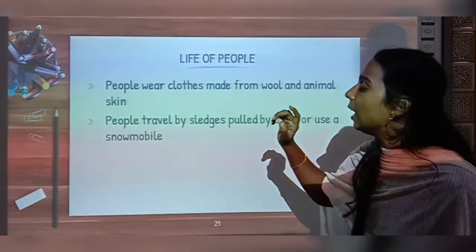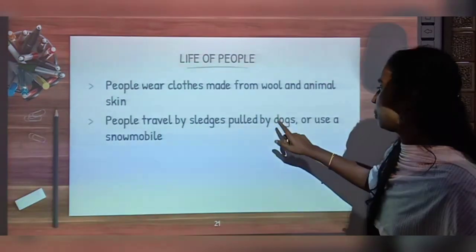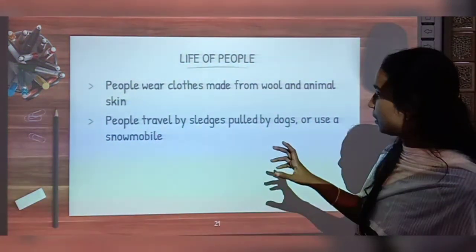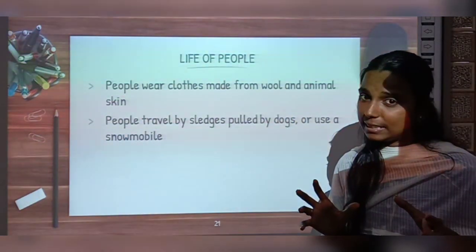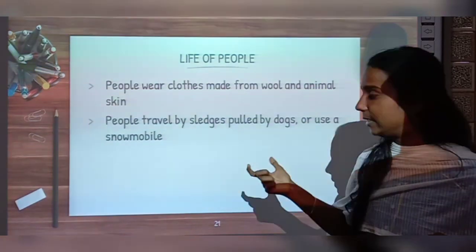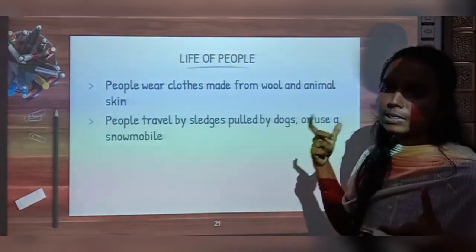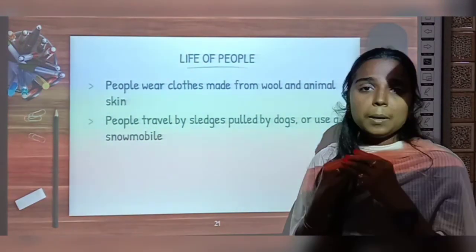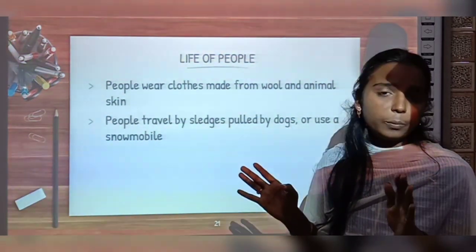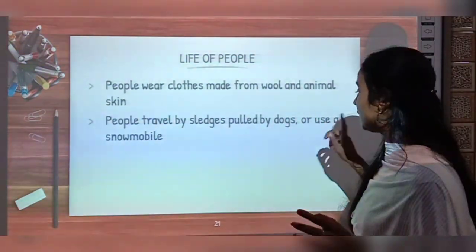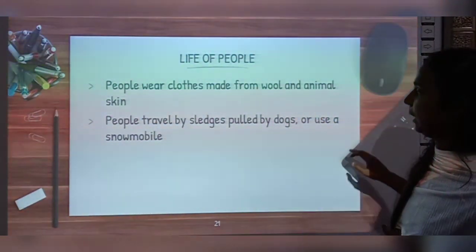Okay. And then see, people travel by sledges pulled by dogs or use a snowmobile. Okay. For traveling they are using sledges. We know sledges, right? Our Santa Claus will travel by sledge, right? So that is a sledge, okay? Or else they will use snowmobile, okay? They cannot use the ordinary vehicles like us, right? Because the ground is fully covered with what? Snow. So they will use sledges that are pulled by dogs, or else they will use a snowmobile, okay?